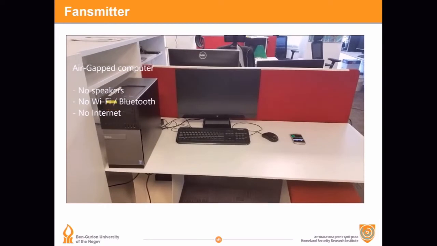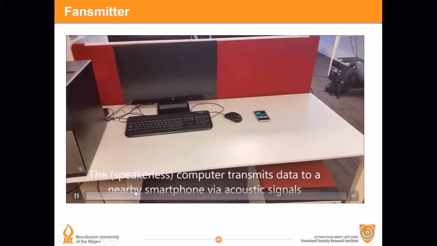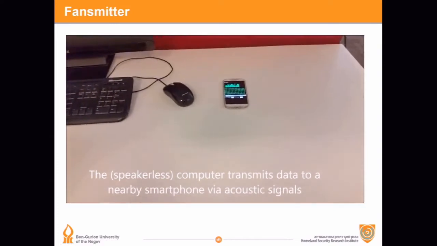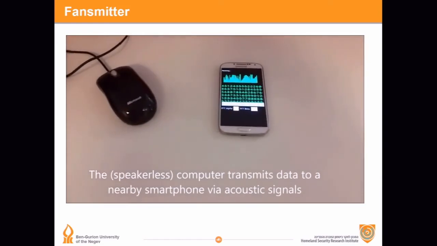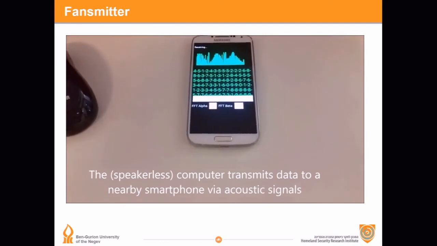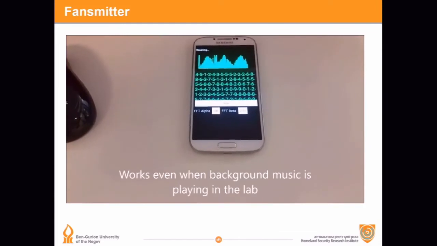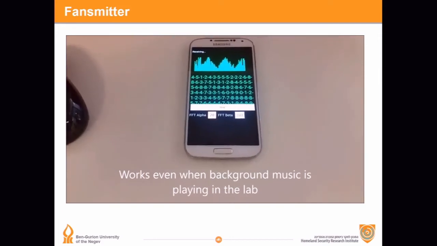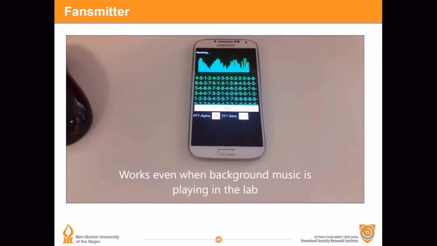Again, an air-gapped computer, this time with no speakers, so it means it's audio-gapped. I jump a little in the video to see. We see that here we are leaking some kind of encryption key to the nearby mobile phone over some type of acoustic signals. As you might understand from the name, the sound is missing here, but there is some background noise in the lab to show you that this covert channel works even if there is background music in the lab.